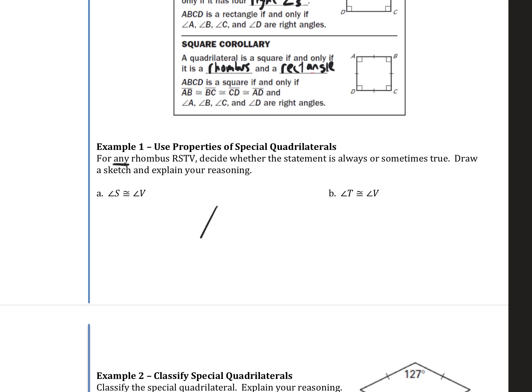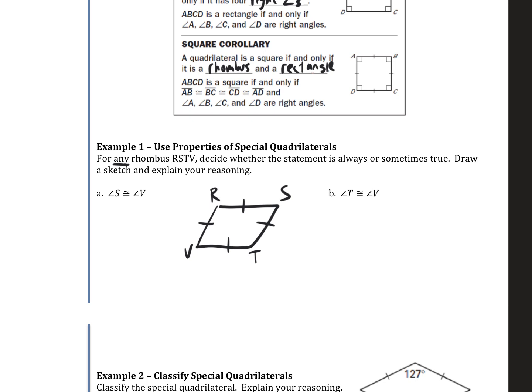All right, I'm going to draw a rhombus like this. It's not going to be perfect. Let's just call this R, S, T, and V. The rhombus means these sides are all congruent. I like to draw the most specific case for these problems, to really isolate that it's only a rhombus, and that'll help us determine if it's always or sometimes true.